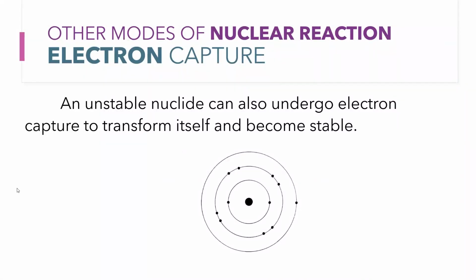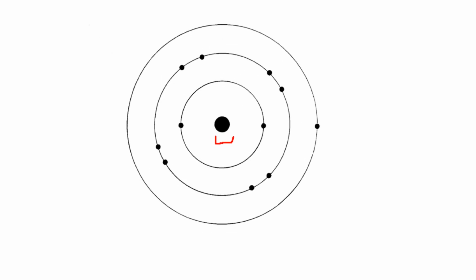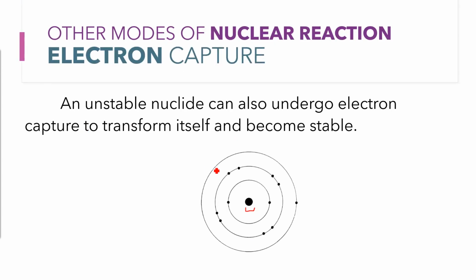There is actually other modes of nuclear reaction, an electron capture. So, in an electron capture, baliktad nga lang siya. An unstable nuclide can also undergo electron capture to transform itself and become stable. So, ang ginagawa natin is, diba, ito yung nucleus natin. Ito maliit. Ito yung ating nucleus, itong nasa gitna. Ang ginagawa niya, huhugutin niya yung pinakamalapit na electron sa kanya, which is the inner shell.